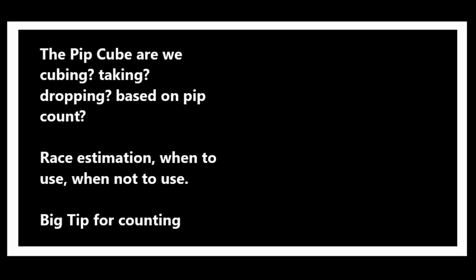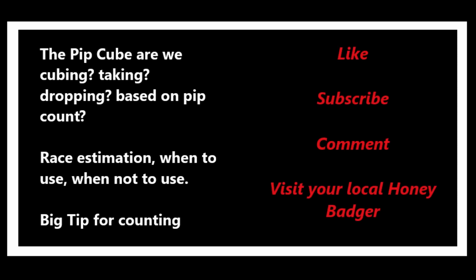I will also talk about race estimation, and I'll do some examples. When to use an estimation, when that's good enough, and when it's not good enough and you need an exact count. And at the end of video 7, I will show you a tip that I think will help your Pip counting and that you will really enjoy. So tune in for that.